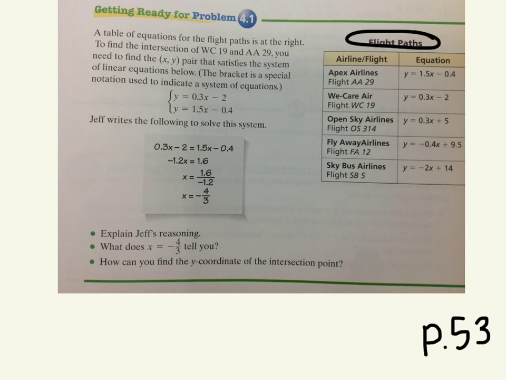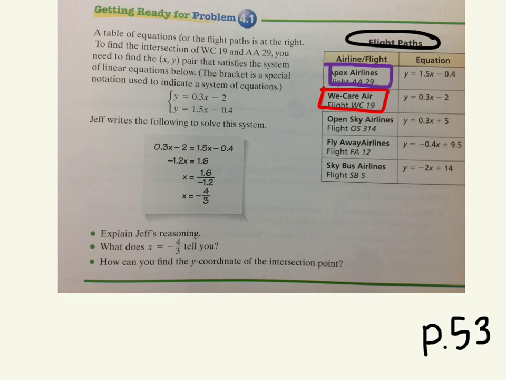To find the intersection of WC19 and AA29, you need to find the xy pair, the coordinate pair, that satisfies the system of linear equations below. The bracket is a special notation used to indicate a system of equations.